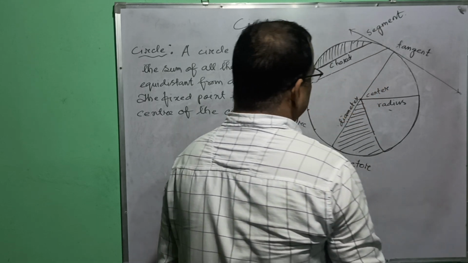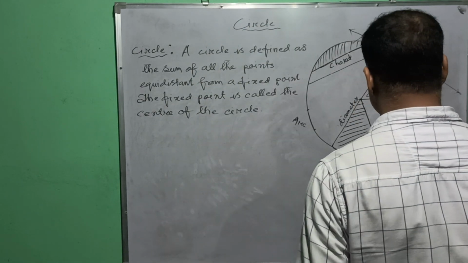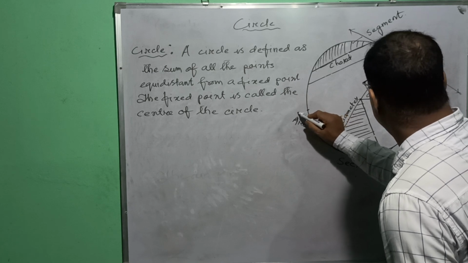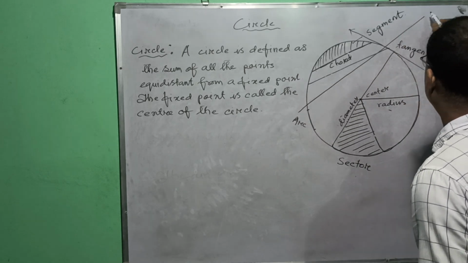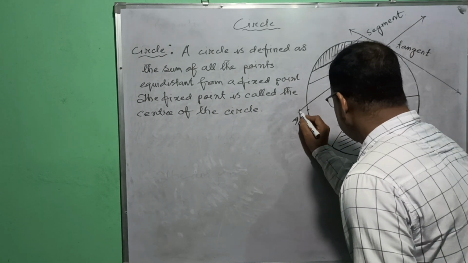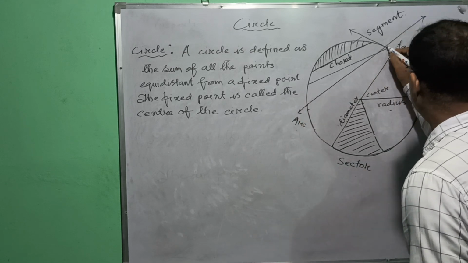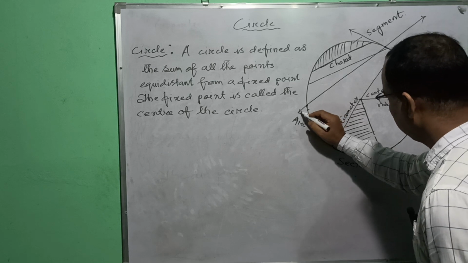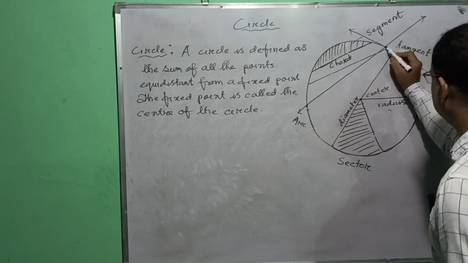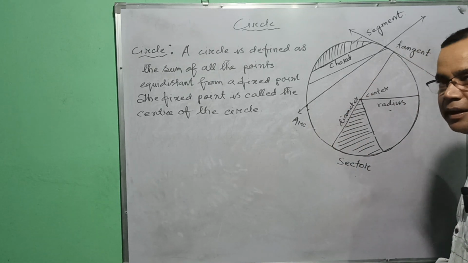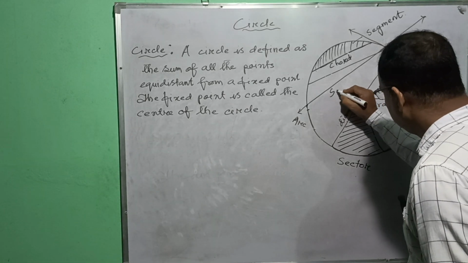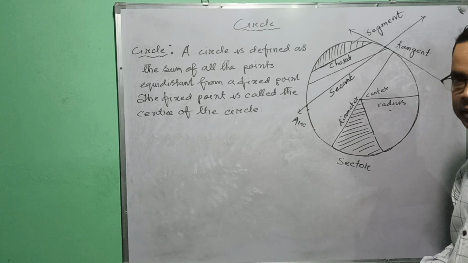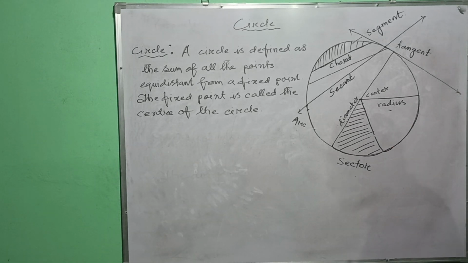Now we'll discuss another. Suppose if we draw a line like that, it is passing through the circle, touching two different points. So you can see carefully that this line touching two different points of the circle, this line is called secant, S-E-C-A-N-T, secant of the circle. So these are different parts.